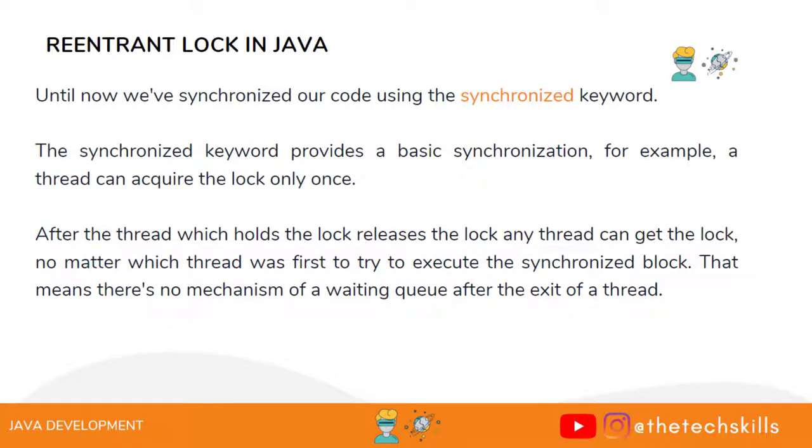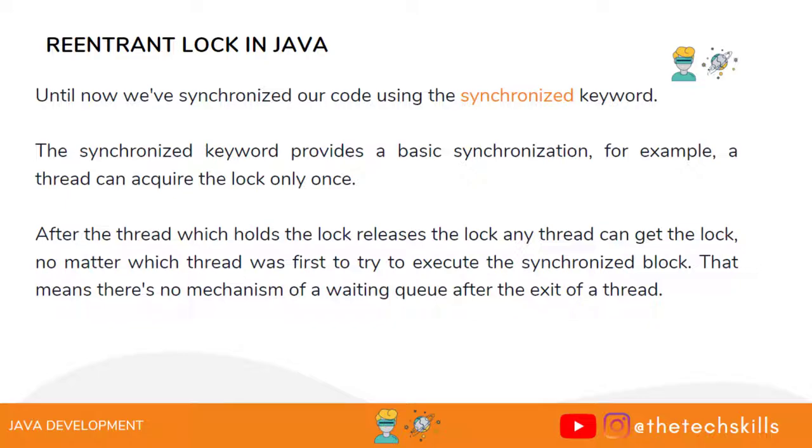Well, until now we've synchronized our code using the synchronized keyword. It's correct, but we're going to see more sophisticated ways of working. The synchronized keyword provides a basic synchronization. For example, a thread can acquire the lock only once. After the thread, which holds the lock, releases the lock, any thread can get the lock, no matter which thread was first to try to execute.